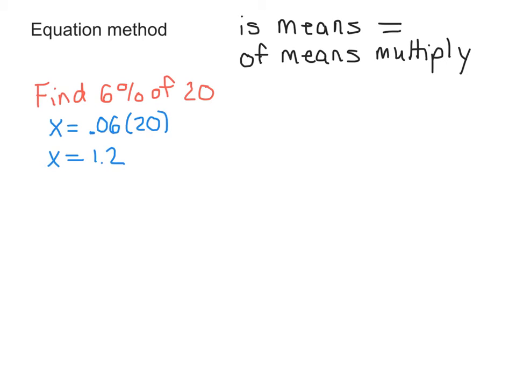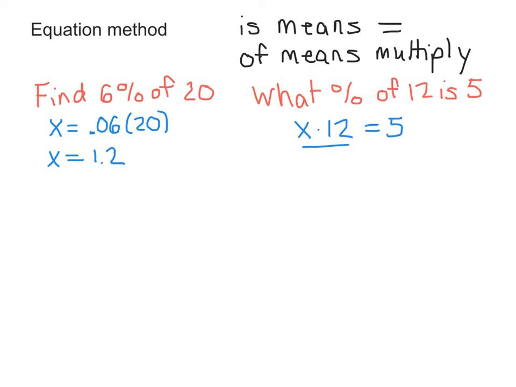Go ahead and do another one. So we have what percent of 12 is 5. So again, what is our x? Of means to multiply, so times 12, is means equals 5.